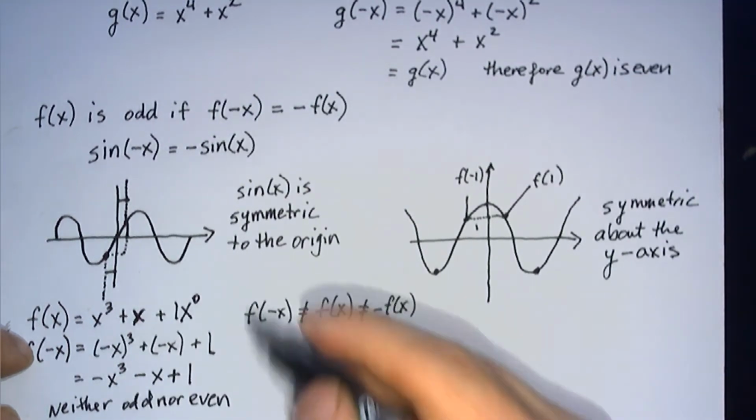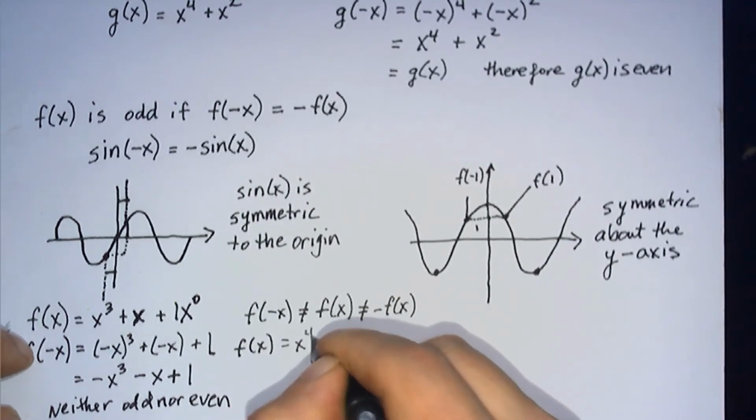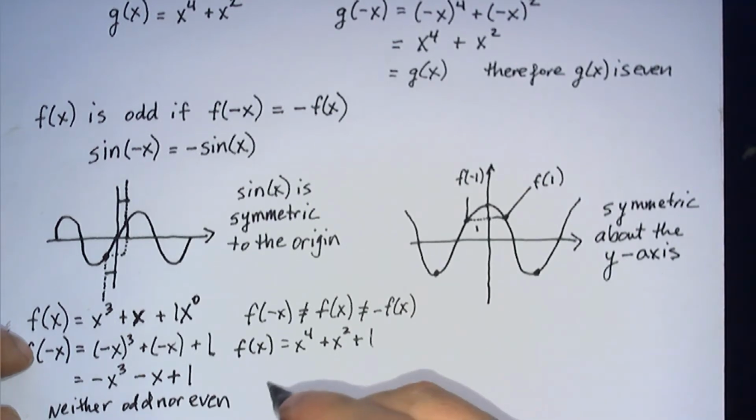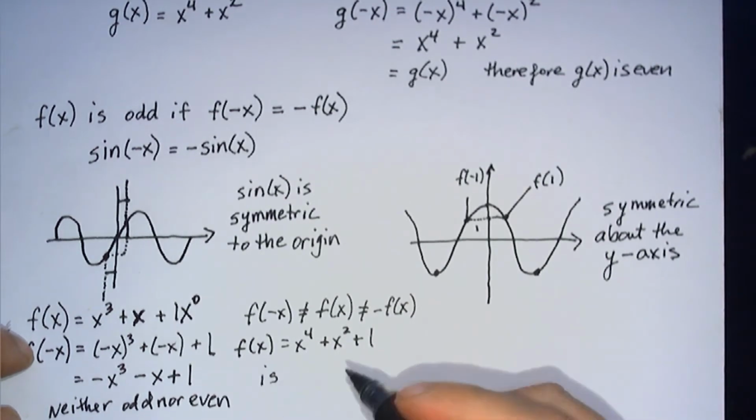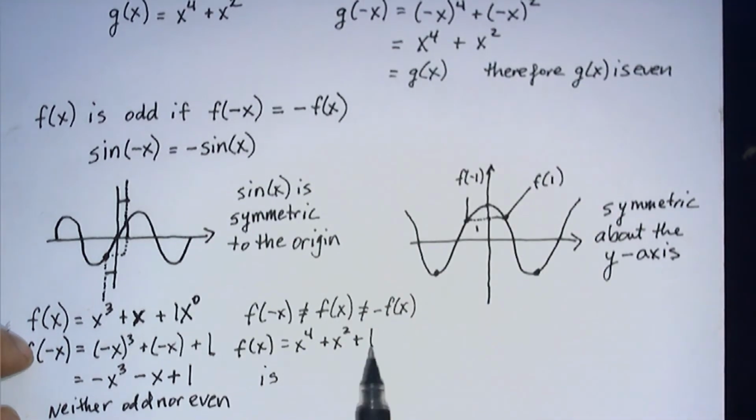So if you had f of x is equal to x to the 4th plus x squared plus 1, this is even, and I'll let you prove that on your own because I already did most of the work up here. You would see that this doesn't change either by changing to minus x.